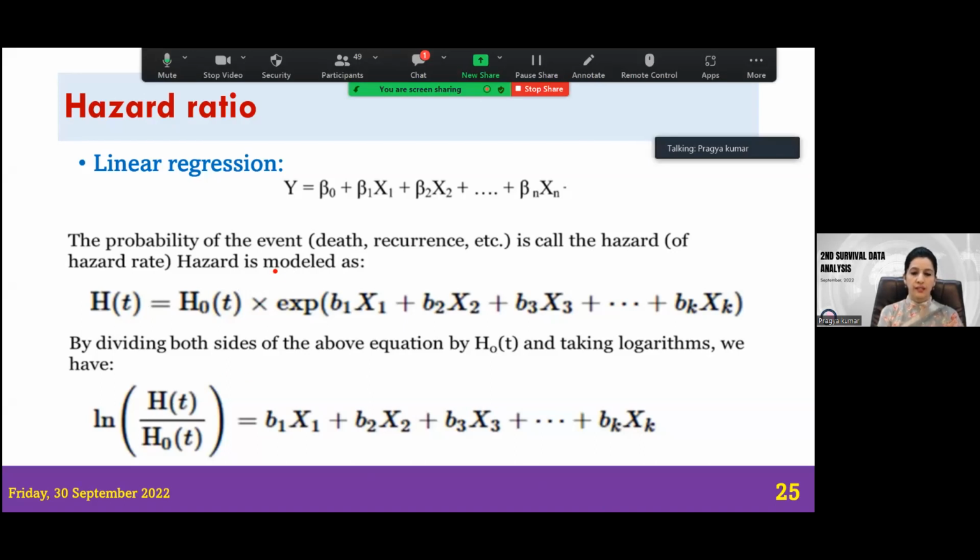So this is the exponent, not the simple one. And you will see in the table, like in logistic regression also we calculate the exponent, we will see that. So it is the exponent of this expression. If you divide both sides by h0(t), then it will be h(t) by h0(t). And if you want to remove this exponent, you take the log.